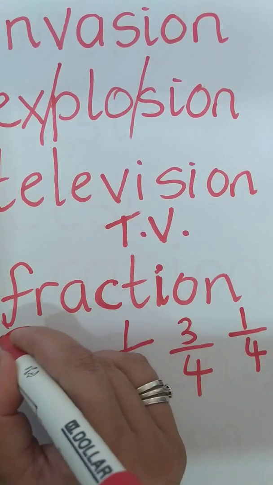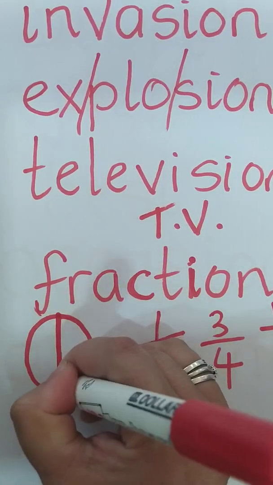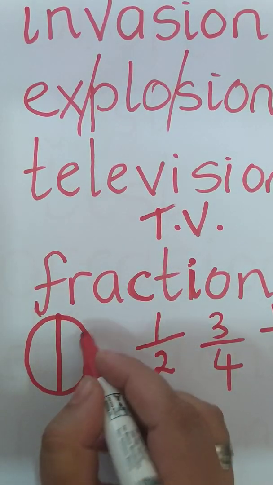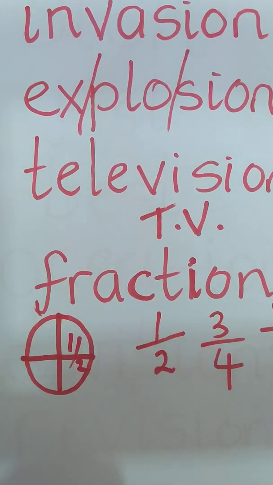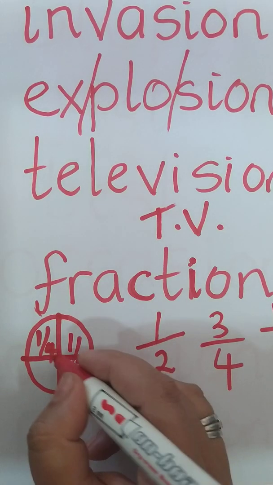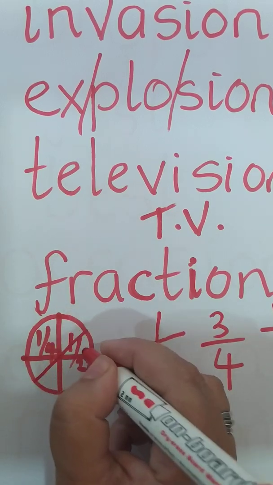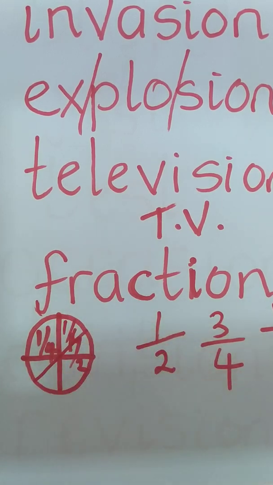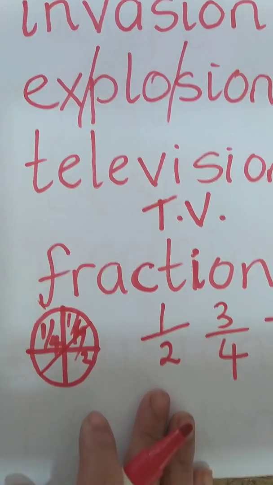So you have, for example, a circle, and you cut this in half. We say that this is half of a circle. If I cut it again in fours, this would be 1/4 of the circle, or 1/4 of the pie. If I cut it again, it will be 1, 2, 3, 4, 5, 6. So it will be 1/6 of the pie. So that is called fraction.